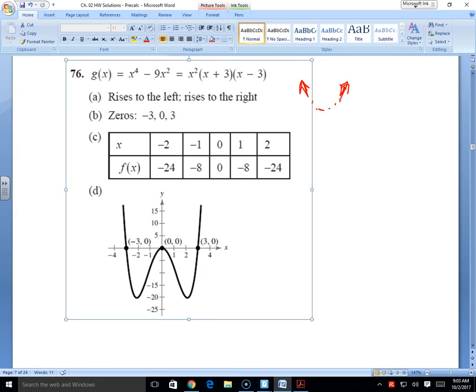Zeros, you see they're factoring. They factored up here. So they found their zeros to be 0, and positive 3 and negative 3, they just wrote them in order. Maybe your table's a little different, and that's okay.